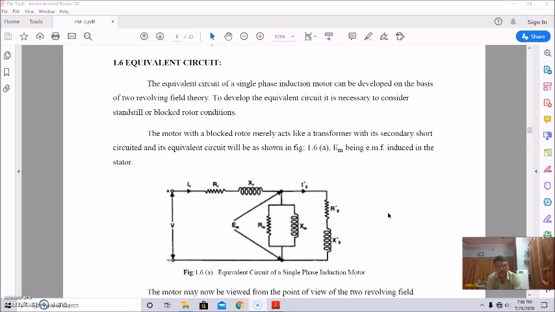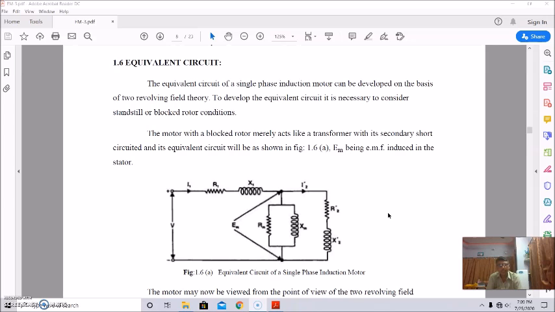In support of that there are two theories, double revolving field theory and cross field theory. But I told you in the last class that both theories yield more or less the same result. The double revolving field theory is very much in discussion, and it is also noted in our curriculum, and we have discussed double revolving field theory.